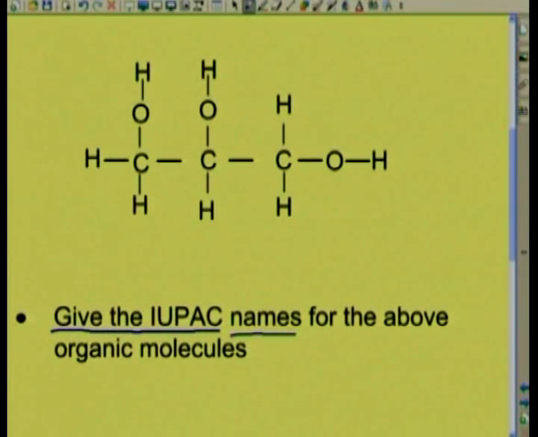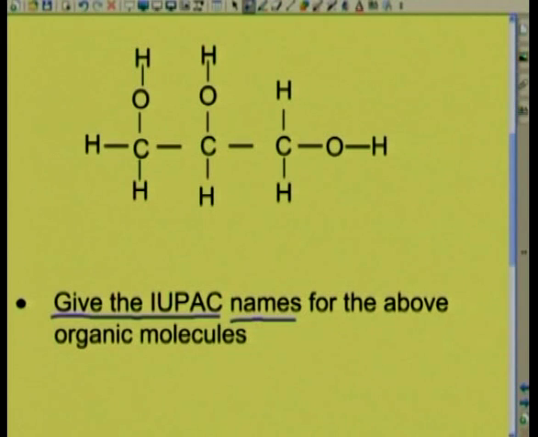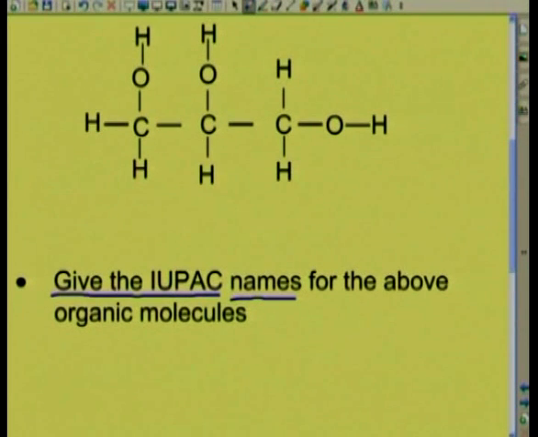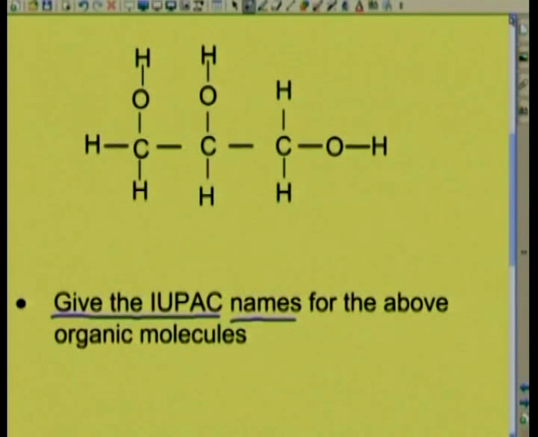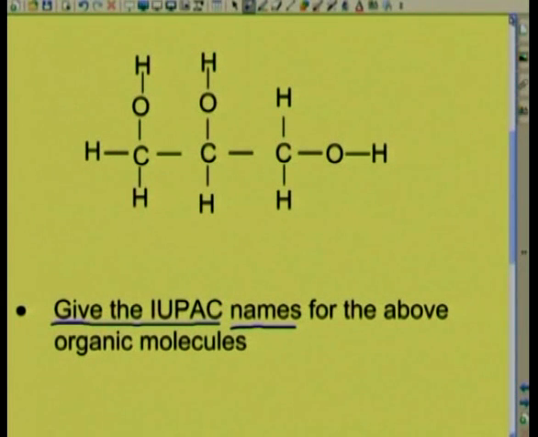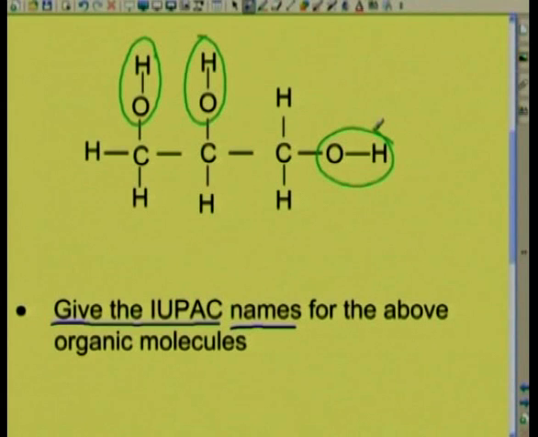The next one is this one. We also have to give the IUPAC name of this molecule. Now let's look at it carefully. This one has an OH group there. That's an OH group. That's an OH group. How many OH groups do we have here? 3, and therefore this is a tertiary alcohol.